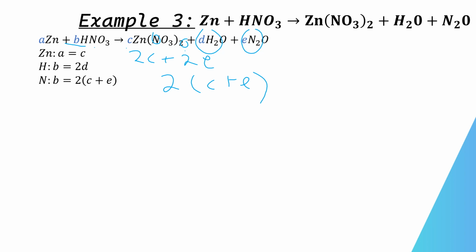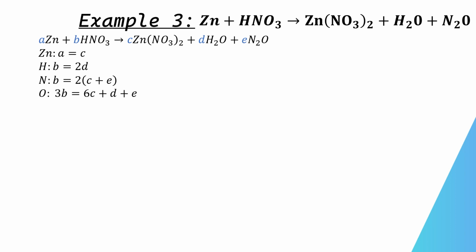Okay. What about for oxygen? So for oxygen, it will be 3B on the left hand side, 3B equals this 2 multiplying this 3 to give us 6C plus 1 here, 1O, D, 1D plus 1E. So we have 3B equals 6C plus D plus E. Yes. So let B be equal to 1. Since it's the one that's appearing the most number of times, it will be easier to solve with that one. So let B be equal to 1.